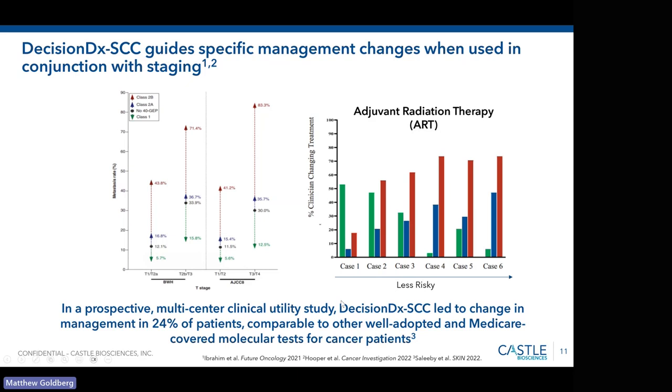And when you focus on ART decisions, specifically the bar graphs on the right, taken from the Hooper et al. clinical utility study, they confirm that clinician management changes are not made in a vacuum, as the LCD suggests, but rather in the context of the clinical and pathologic risk factors in each real-world case. This analysis from the Hooper et al. study was not included in the proposed LCD.